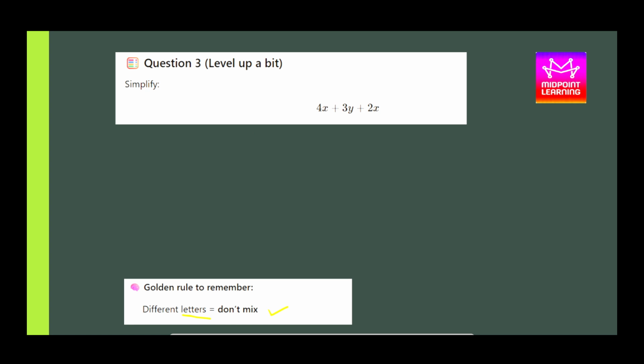So here the expression is 4x plus 3y plus 2x. Here there are two variables x and y, correct? In this expression there are three terms and two variables. So what we will do is see which terms can be combined and which cannot. Let's look for the like terms, right? 4x and 2x are like terms. We'll take them together, so we'll write 4x plus 2x and then plus 3y.